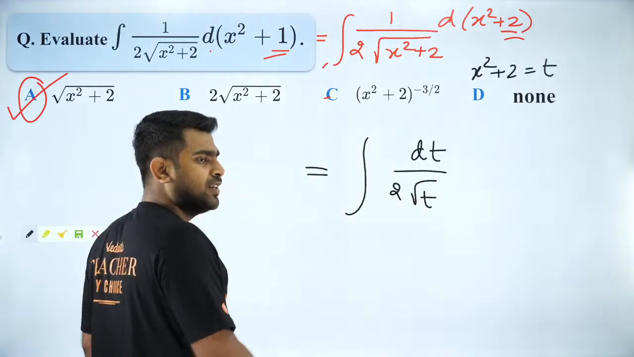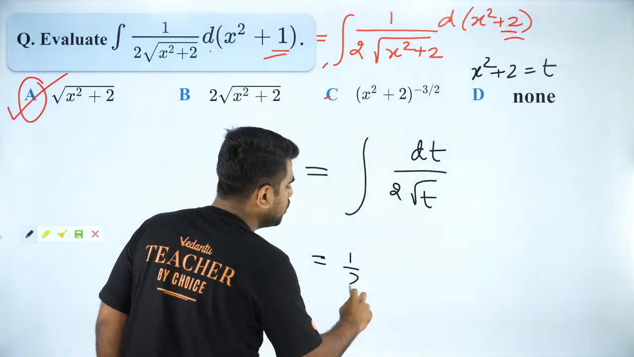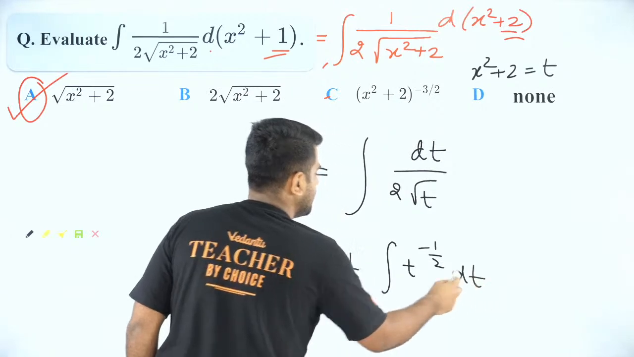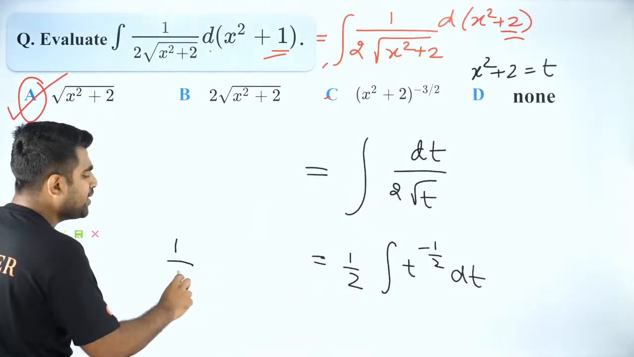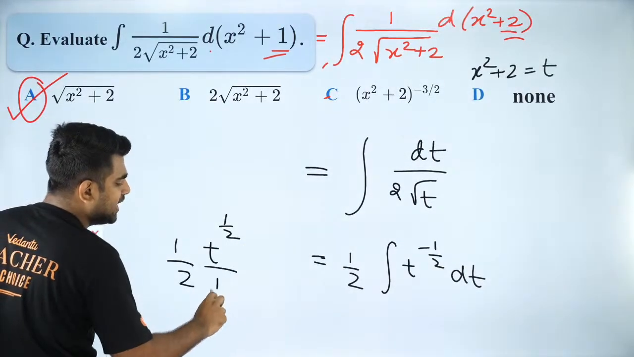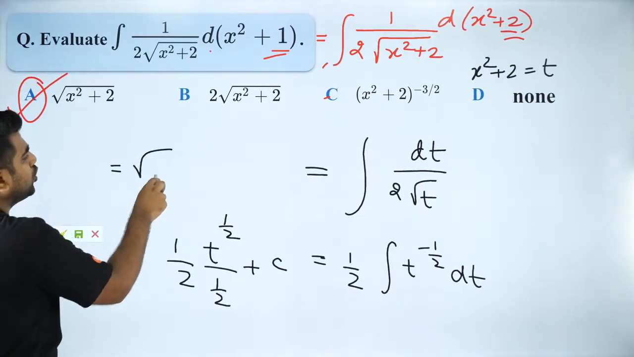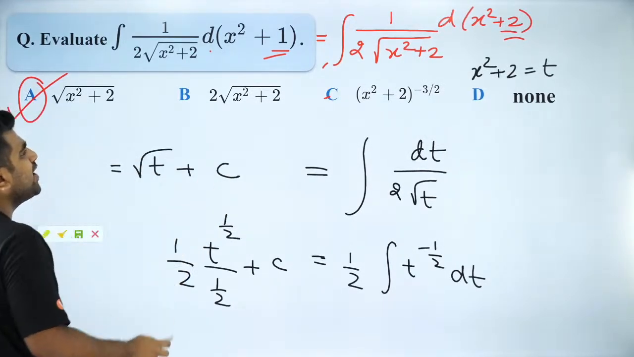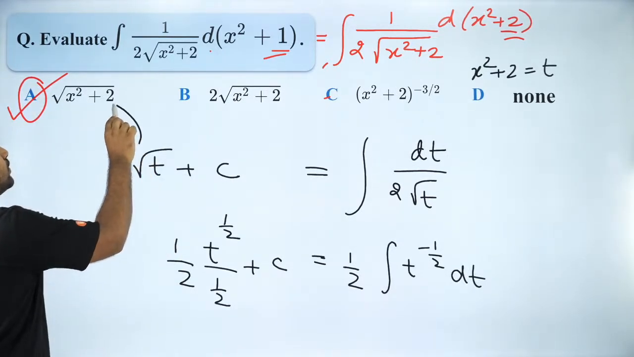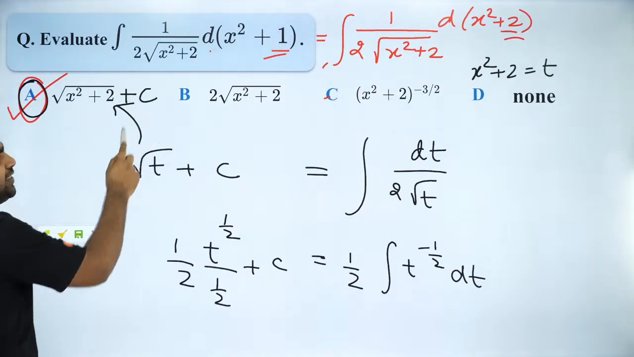So what will that be? Very, very good. So this will be 1 by 2 integral t to the power minus half dt. So that we know how to integrate. The integral of t to the power minus half is t to the power plus half by half plus c. So that will be equal to root of t plus c. And what is root of t? Root of t is nothing but option A.